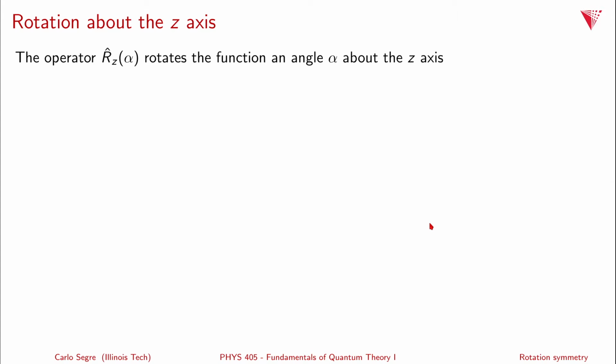the operator R sub z of alpha rotates the function an angle alpha about the z-axis. That is, R sub z of alpha applied to psi of r, theta, and phi is equal to psi prime of r, theta, and phi. And it's also equal to psi of r, theta, and phi minus alpha.